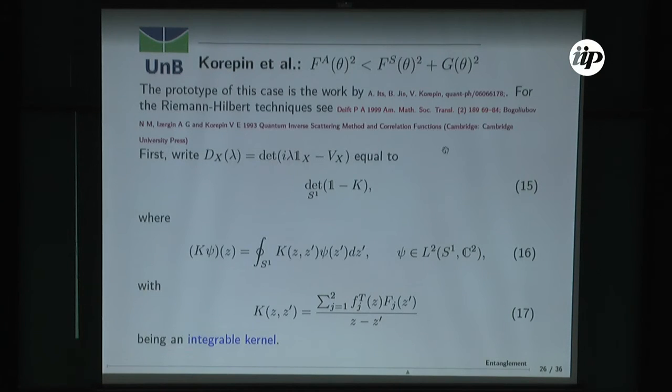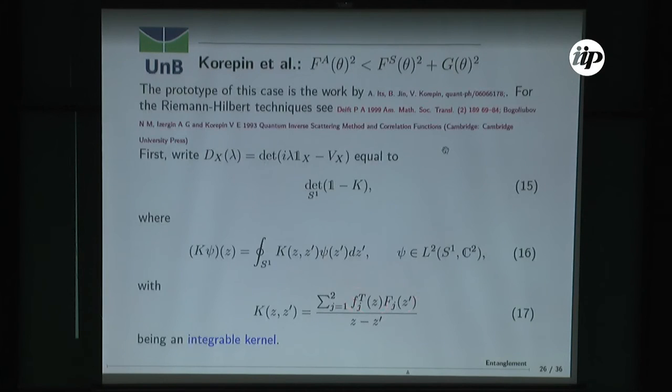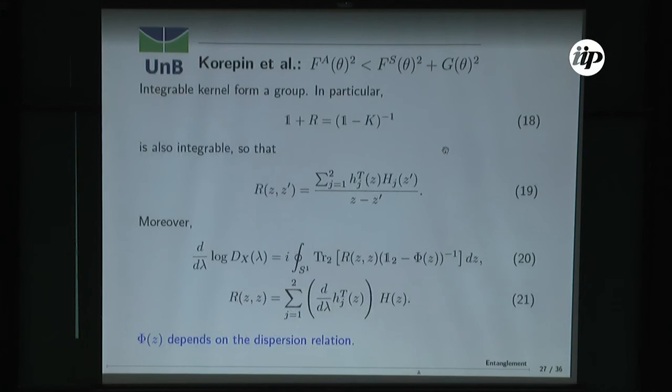Now, the nice thing of this integrable kernel is that there is some algebraic structure, and its inverse, which is its resolvent, is also integrable. That means there is this R, this resolvent, that has also a kernel with this form. And the whole problem in this game is to find these two h functions as a function of these f functions. They are quite complicated. Okay, this is where we have to work.